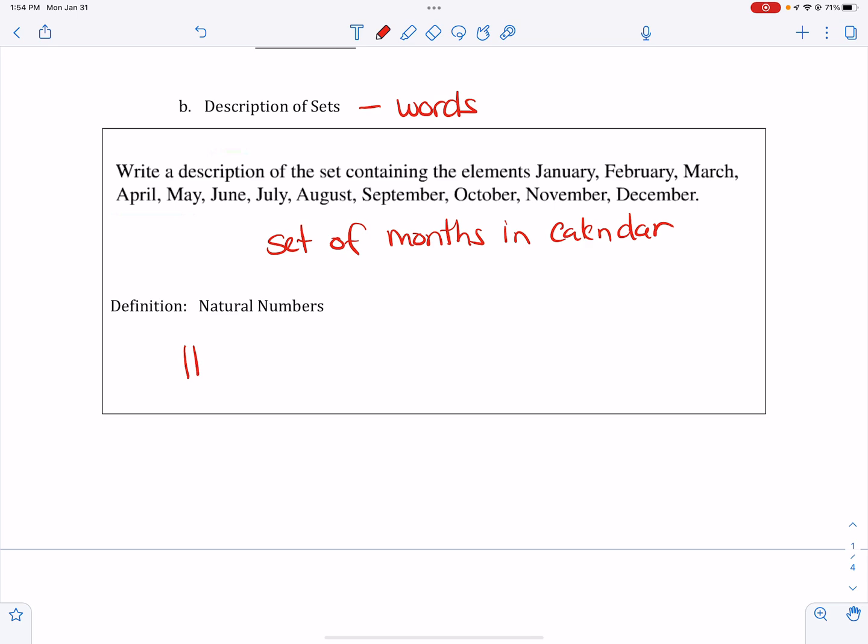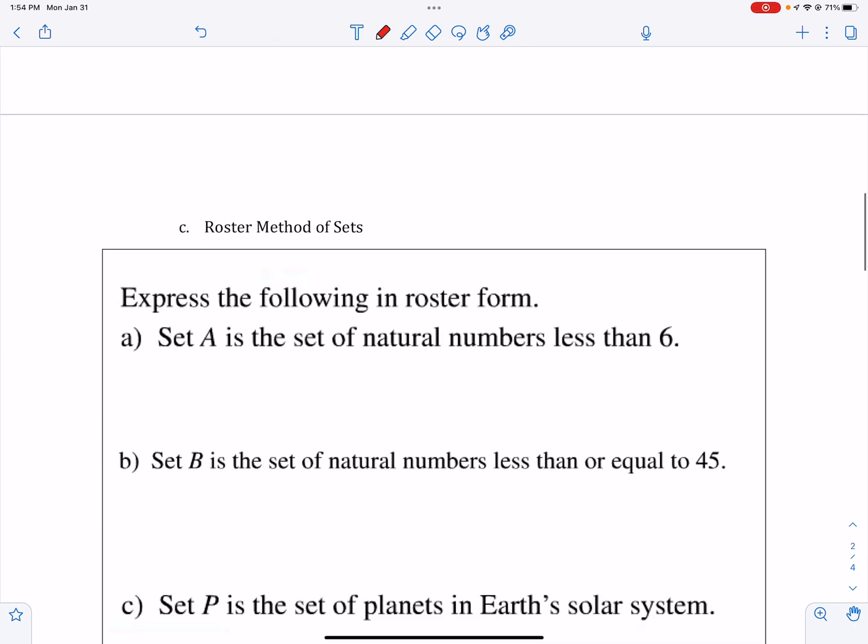Now, we've already defined in previous sections the set of natural numbers, and those are our counting numbers that go on infinitely, okay? So now we're going to talk about the roster method, and the roster method is a list of items. And another word for items is elements. So if I was to ask you to list the set A of natural numbers less than 6, remember, natural numbers means that we start with our counting number, 1. We have no fractions, we have no decimals.